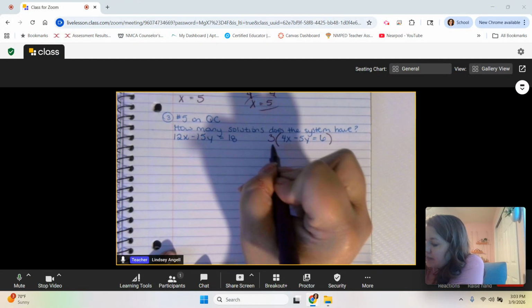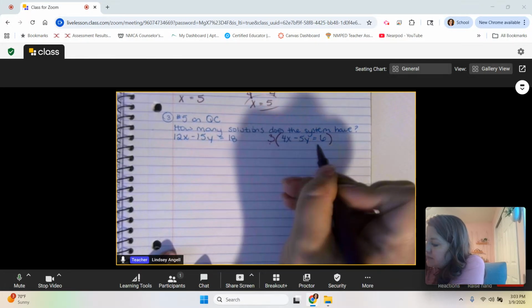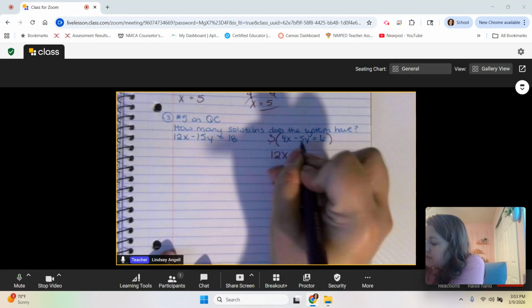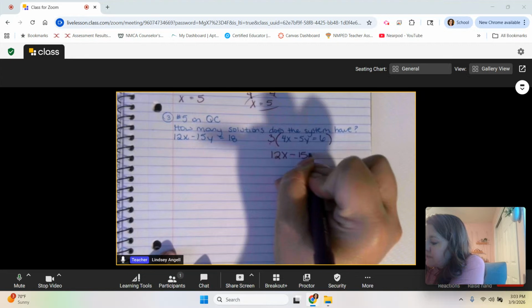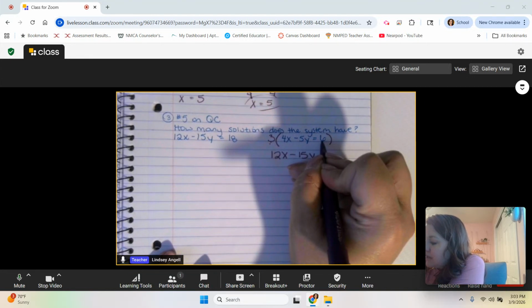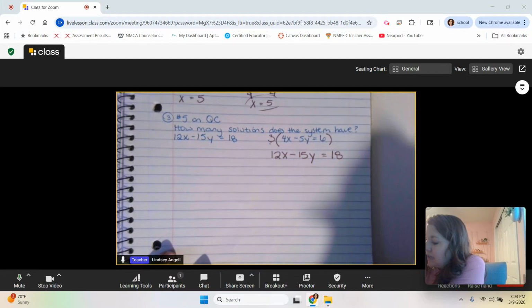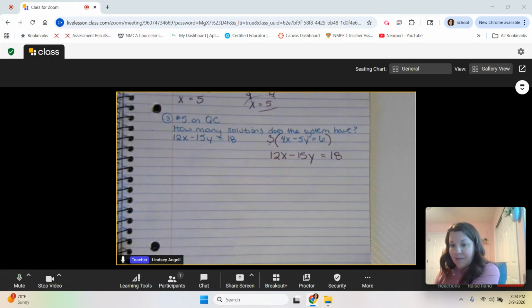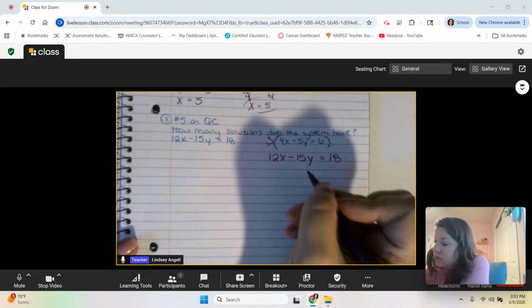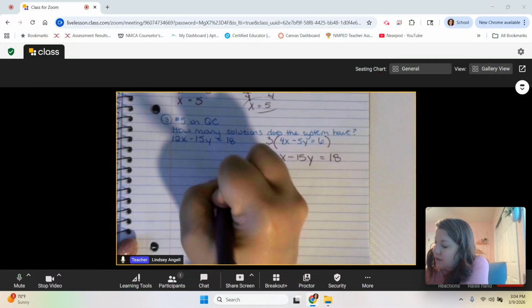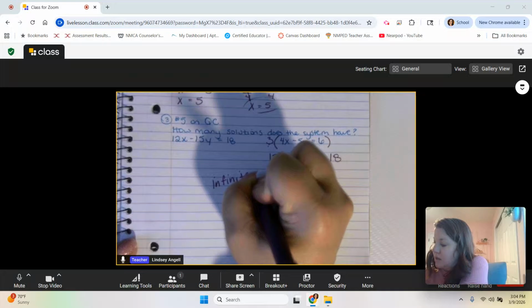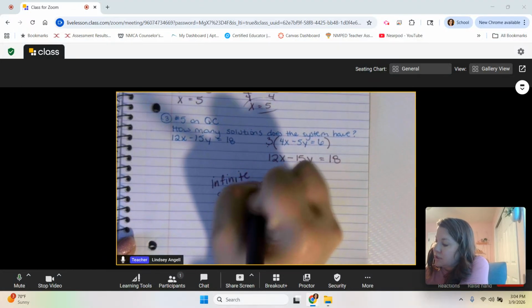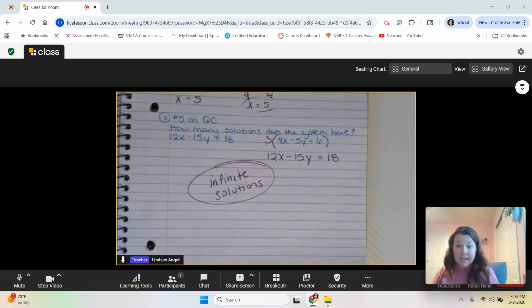When I do that, 3 times 4 is 12. So I have 12x. 3 times negative 5 is negative 15y. And then 3 times 6 is 18. Well, look at that. Now I have the exact same equation, which means that I have the exact same line in both cases. So that means this is going to have an infinite number of solutions, okay? Those are the exact same line. Every single point on them would line up or match, okay?